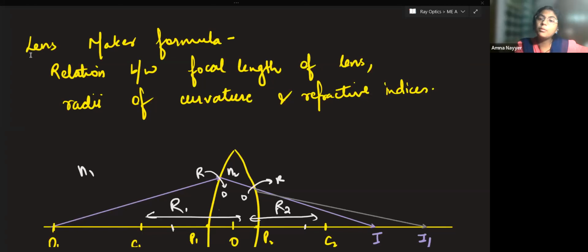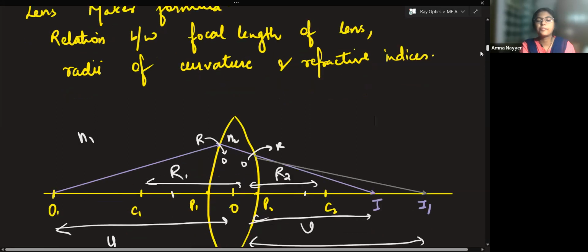Lens maker formula connects focal length of the lens, radius of curvature, both the radii that are present, and refractive indices, along with the object distance and image distance. We use object and image distance in the derivation itself. At the end, we just have the refractive index, focal length, and radius of curvature. This formula is known as lens maker formula.